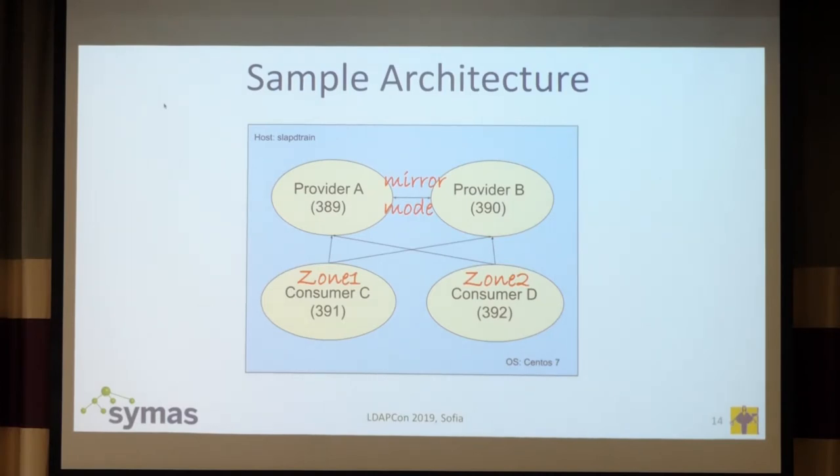Each listens on a different port. Provider A is on 389, provider B is on 390, consumer C is on 391, and D is on 392. And so the masters are in mirror mode, and the replicas are doing delta sync REPL with the masters, all running on a single instance. Four instances of OpenLDAP. Yeah, four instances.